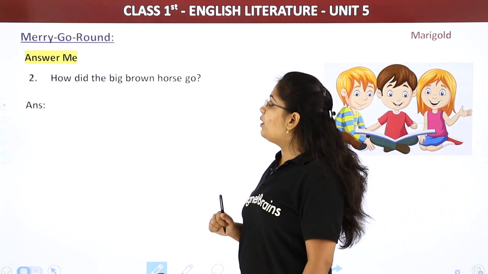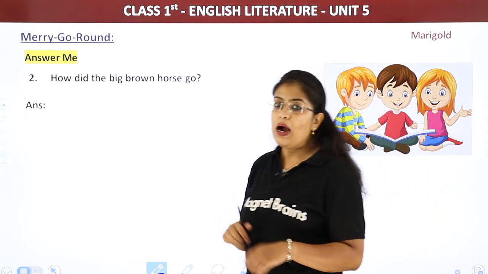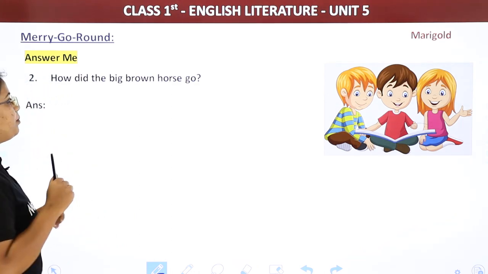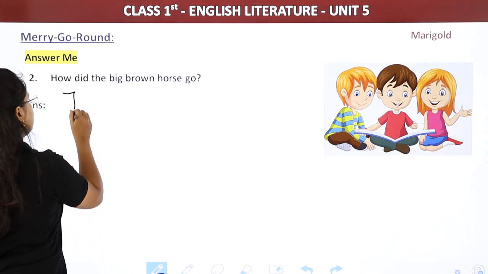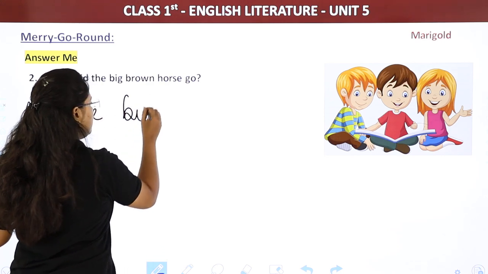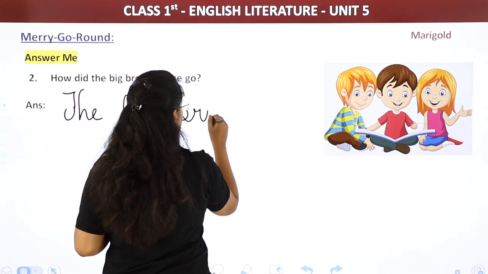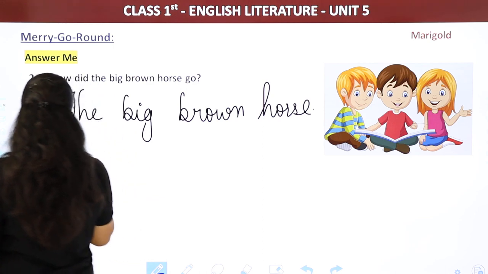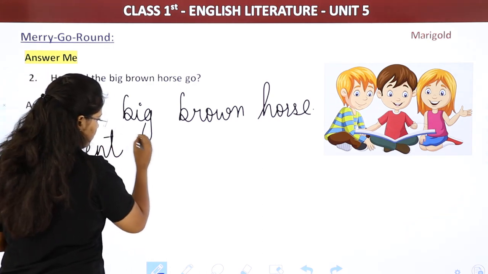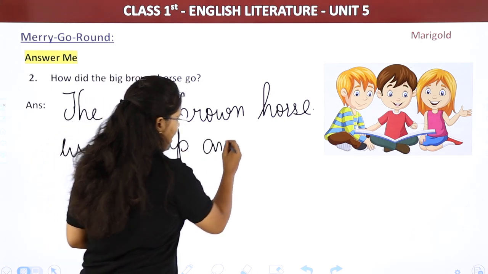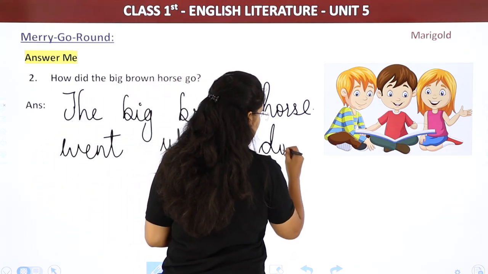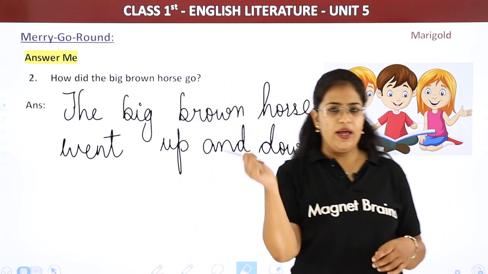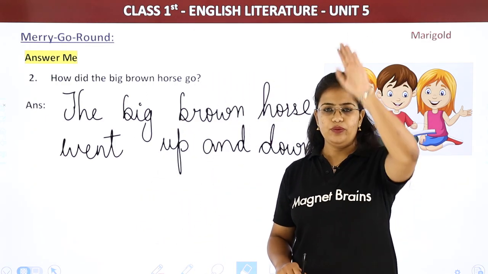Next. How did the big brown horse go? Jo the merry go round was going round and round. How did the big brown horse go? The big brown horse went up and down. Theek hai, merry go round went round and round, the horse went up and down.